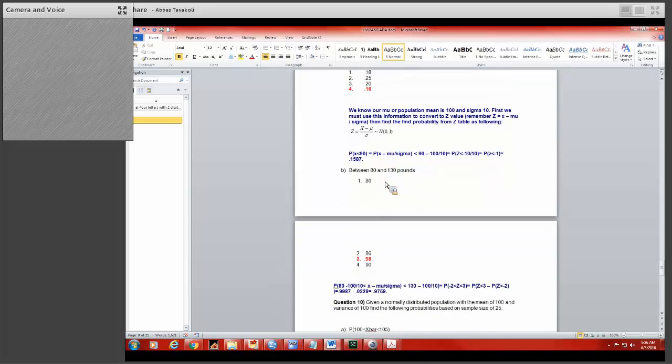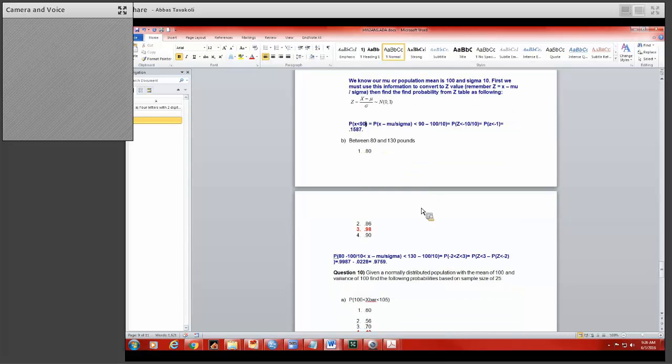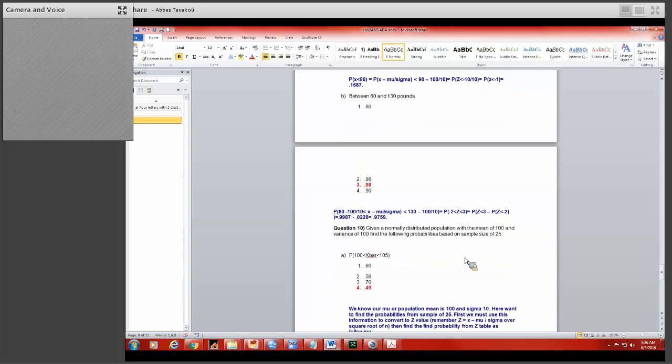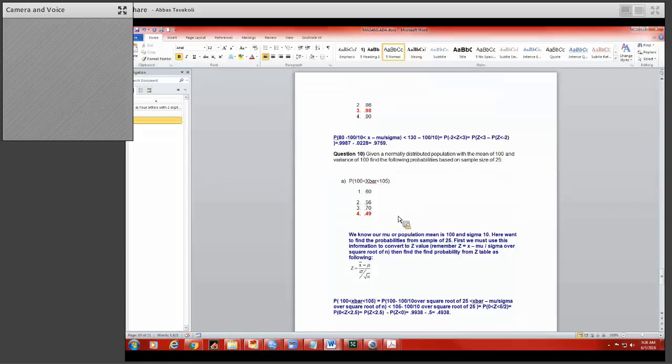The same way you calculate these two values, 80 and 130. So you have to find the area between z negative 2 and 3, basically converted, and you get 0.9759, which is 0.98.